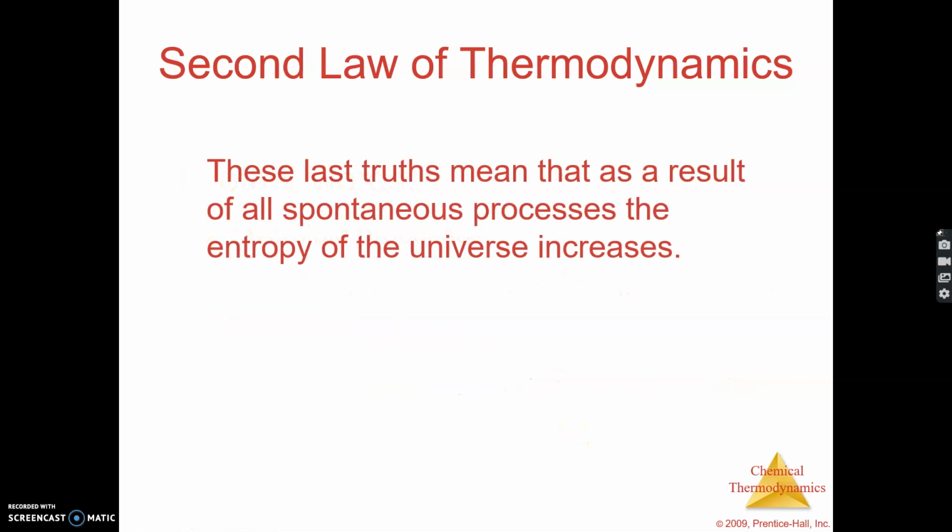And so we know that all spontaneous processes will increase the entropy of the universe. And so when we look at spontaneity, or whether a process is spontaneous or not, entropy is one thing we can look at. And if entropy is a positive value, that means it's spontaneous. If entropy is a negative value, delta S is negative, that means not spontaneous.